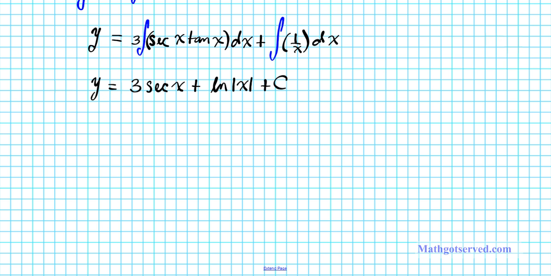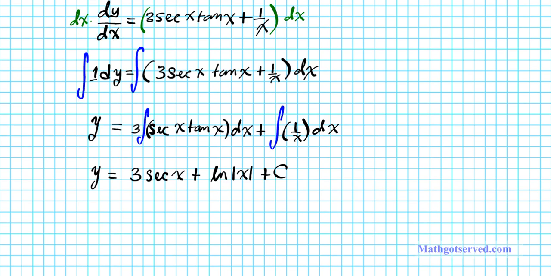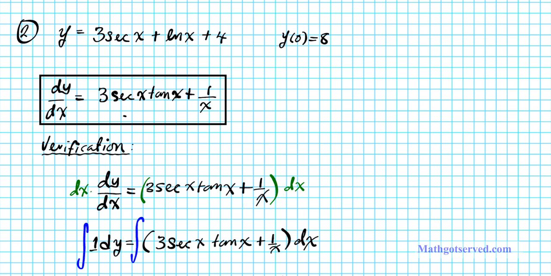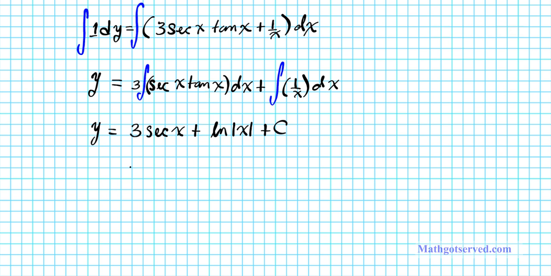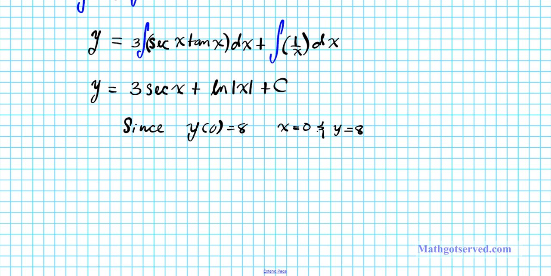All right, so to find a particular solution, we're going to use the initial condition we had at the start of the problem, which is that y of 0 is equal to 8. Since y of 0 is equal to 8, that basically means that x is equal to 0. That's your input, and your output y is equal to 8. We're going to plug in these two values into this equation and solve for c, okay? All right, let's go ahead and do that.